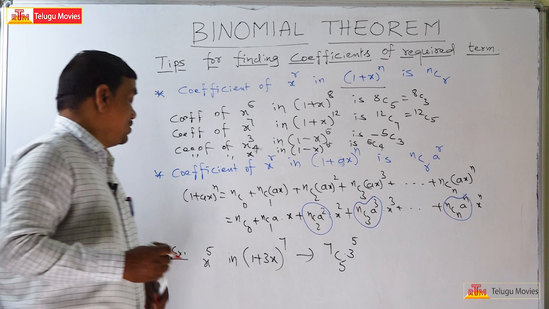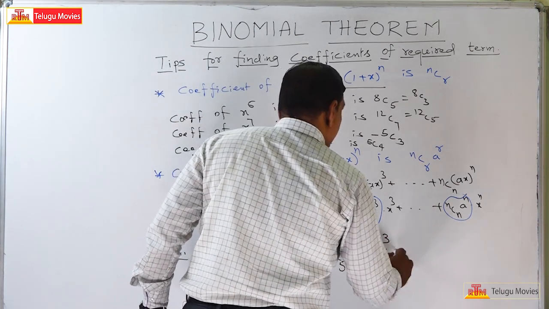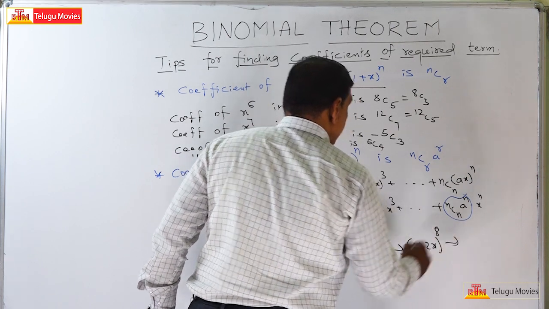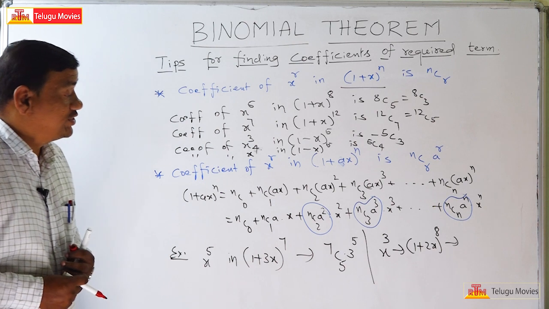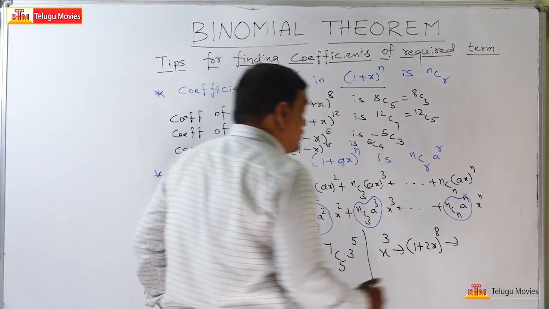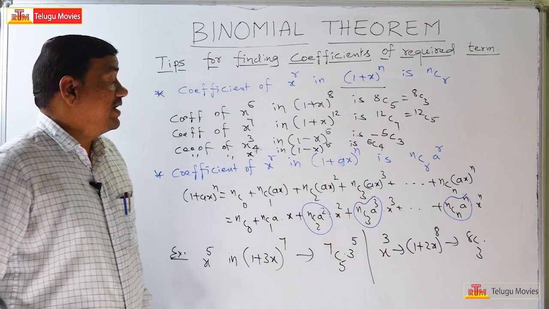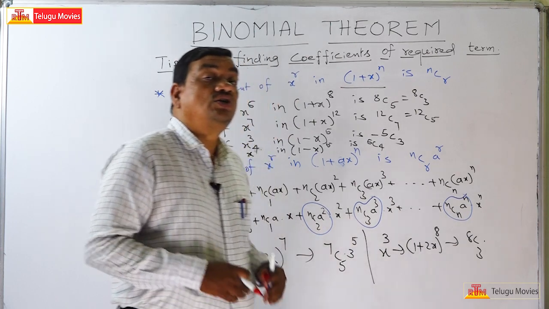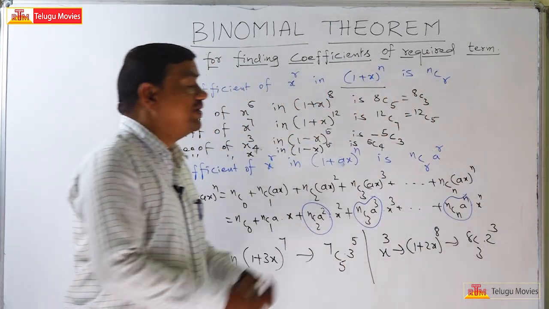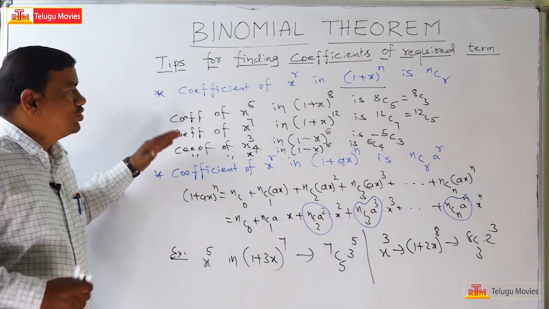Right. One more thing. The coefficient of x cube in the expansion of (1 plus 2x) whole to the power of 8 is... first we write down 8C3, that is all. But what is the x coefficient? 2, so 2 cube will come. That means 2 cube into 8C3, whatever may be the answer. Understand this? So these are the two short trick methods.